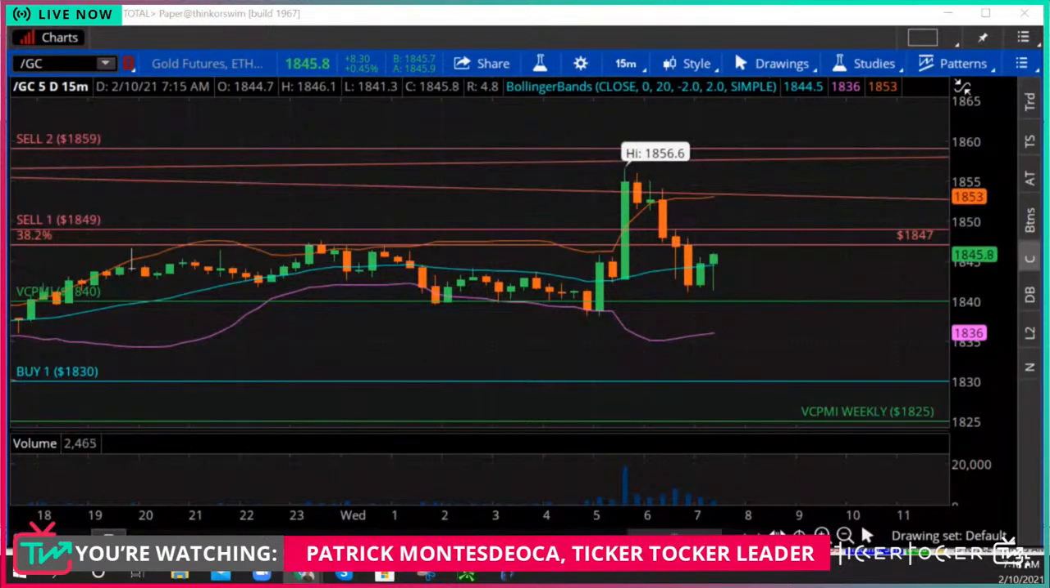If you want to scale out of the trade, then you again can use the trailing stop or put your stop again at 1849 and a close above. That would be the place to get out. So that was a quick $300 gain that I decided I wanted to take as a trader.